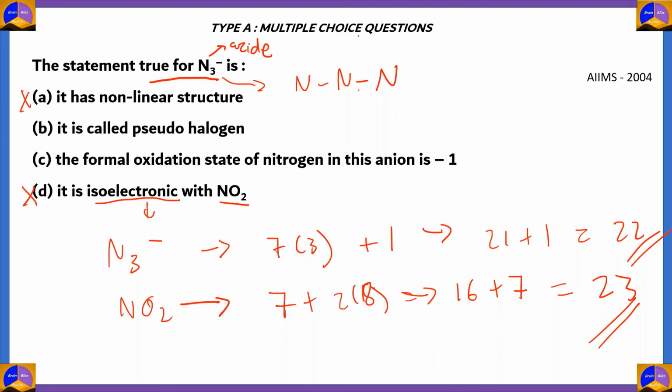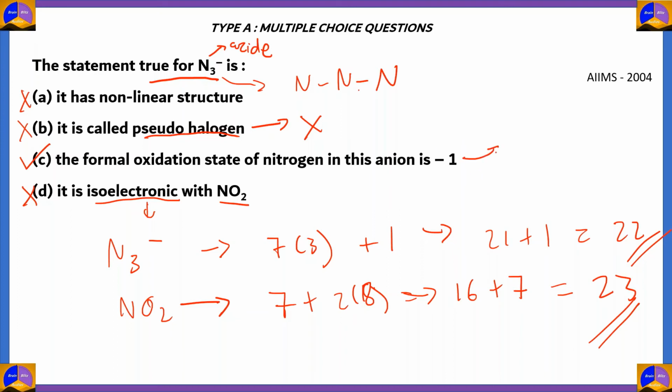What about option B? It's called a pseudohalogen. Well, none of the nitrogen group compounds are called pseudohalogens. So option B is also incorrect. What about option C, which is the right option? The formal oxidation state of nitrogen in this anion is -1. This is the only option which is correct.